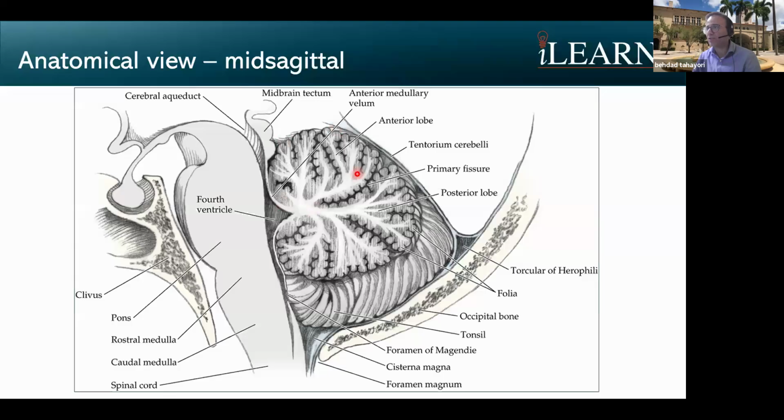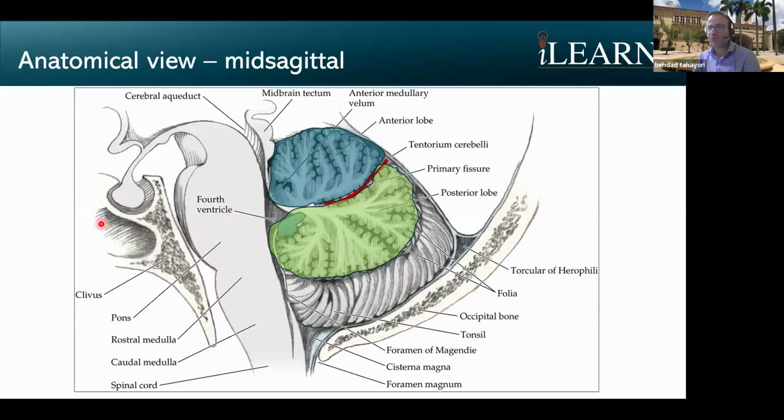You would see the anterior lobe. You would see the posterior lobe. And you also still see that nodulus that I showed you. The nodulus is right here. This is the nodulus. And we said this is a separate lobe connected to a flocculus. That of course we don't see flocculus in a mid-sagittal cut. So again, primary fissure, anterior lobe, and posterior lobe of the cerebellum can be seen here.